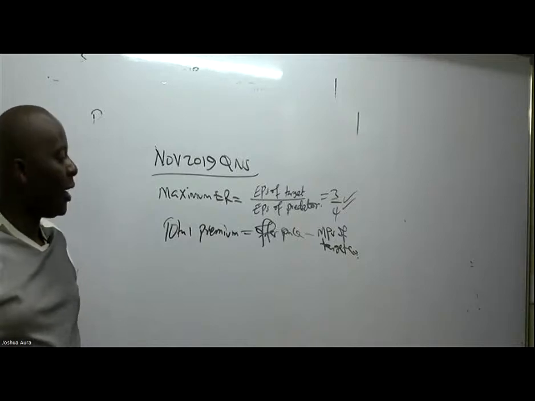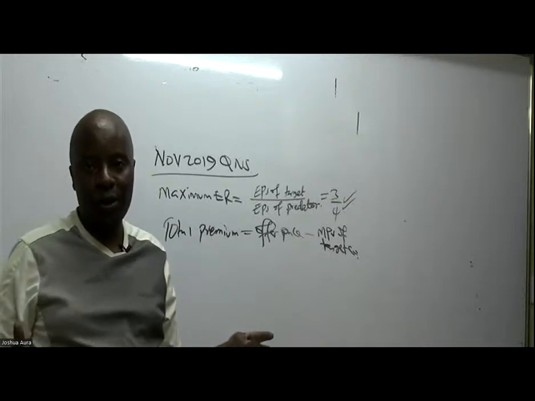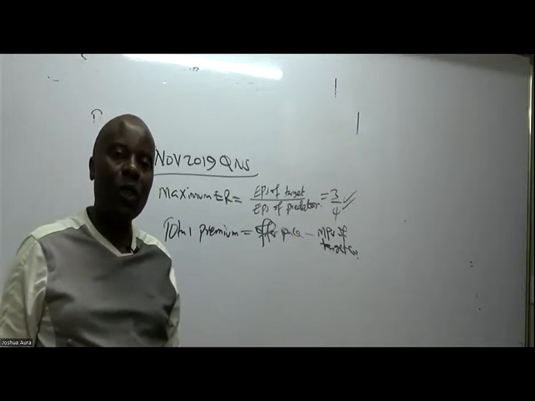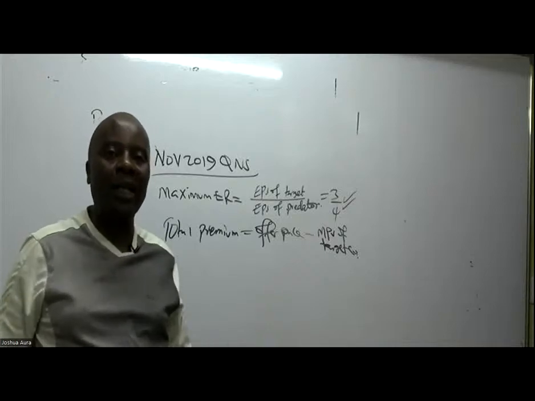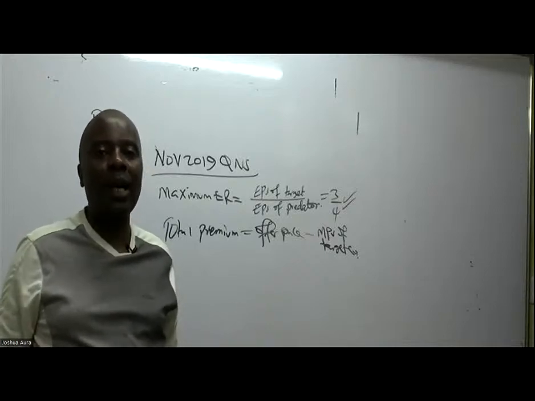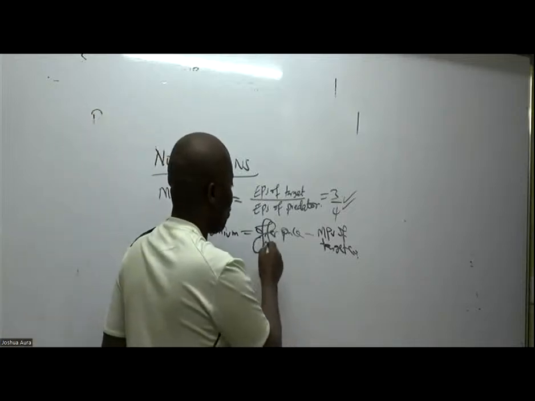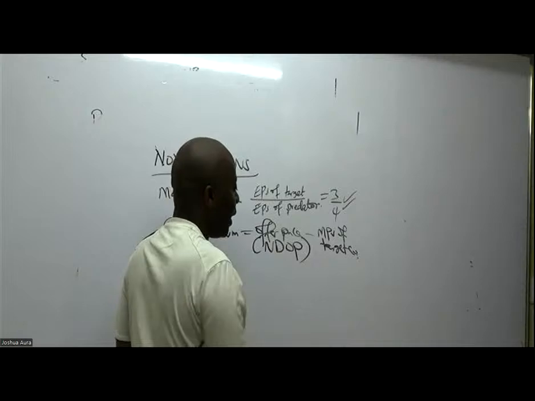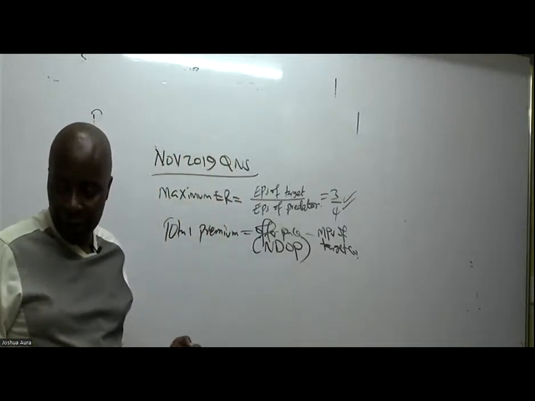Great. Now, the offer price has not been given in this question. When offer price is not given in a question, I showed you what you're supposed to do. When offer price is not given, you calculate it yourself. You calculate it by looking for what we call the DOP. DOP is a non-diluting offer price.